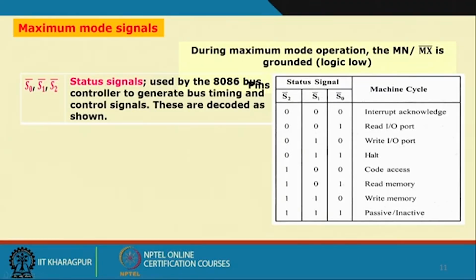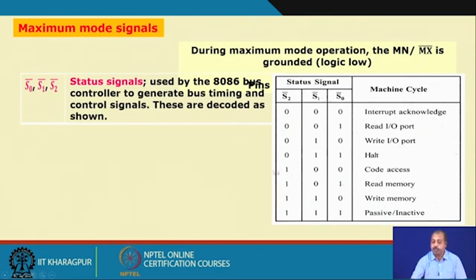Then in the maximum mode of operation, we have these status signals S0, S1 and S2. During maximum mode, this MN/MX bar line is grounded, and S0, S1, S2 are the status signals. When it is 000, this is an interrupt acknowledge cycle. 001 is read IO port, 010 is write IO port, 011 is halt. So these are different types of access.